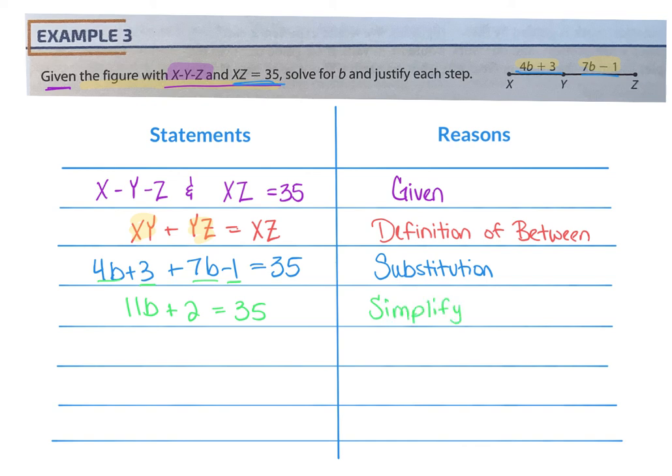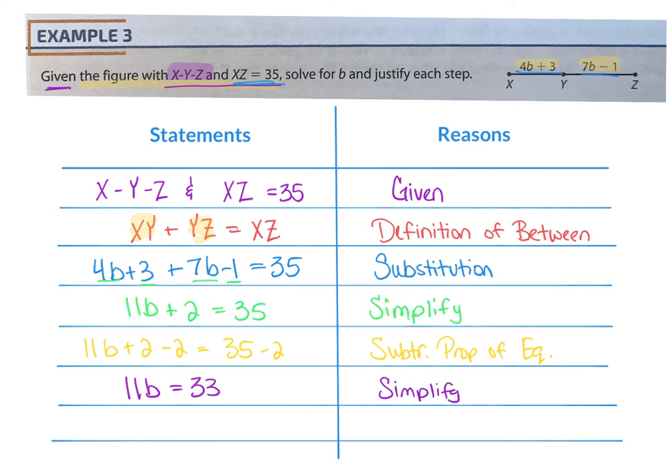What's my next step? Algebraically, what am I going to do? Subtract 2: 11b plus 2 minus 2 equals 35 minus 2. That is just subtraction property of equality. All right? My next step, I'm going to simplify again. The left-hand side, I have just what? The right-hand side, I have 33. That is just simplifying.